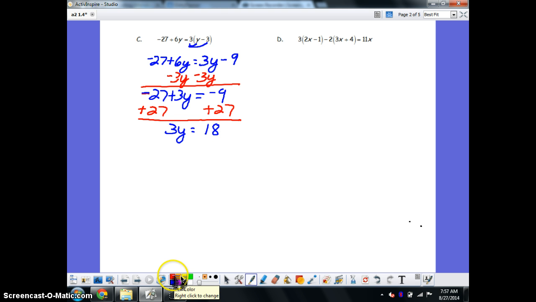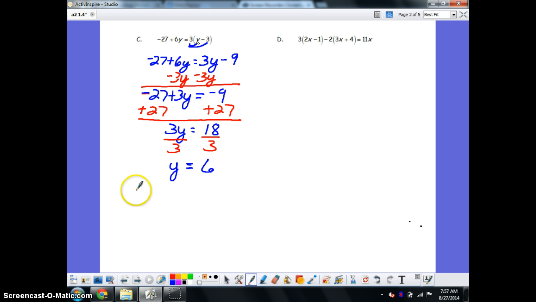And then to solve the multiplication, just like in example B, we divide both sides by 3, which leaves us with y is equal to 6.